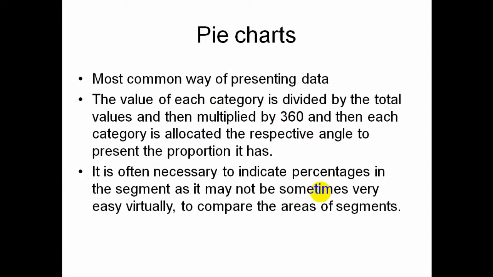Now pie charts. It is the most common way of presenting data. The value of each category is divided by the total values and then multiplied by 360, and then each category is allocated the respective angle to present the proportion it has. It is often necessary to indicate percentage in the segment, as it may not be very easy visually to compare the areas of segments.